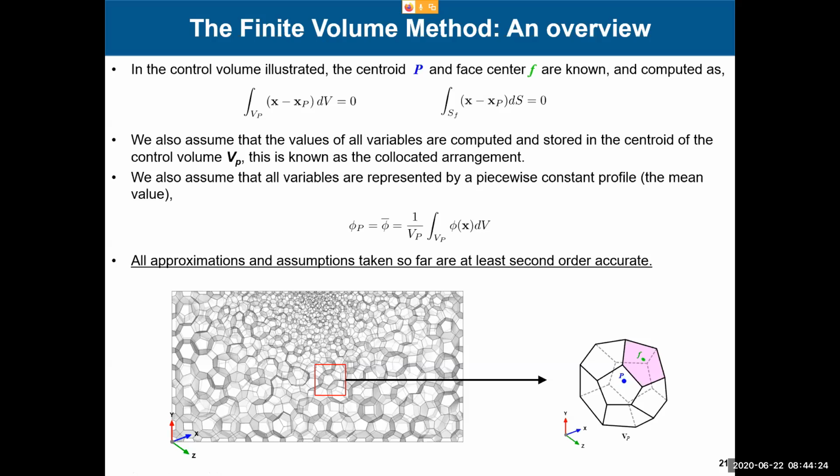We also assume that the values of all variables are computed and stored at the centroid of the control volume. This is known as the collocated arrangement. There is another variation, where they are stored at the nodes, okay? OpenFOAM uses the collocated arrangement. We also assume that all variables are represented by a piecewise constant profile, the mean value, and it's approximated like this. This is also a second order approximation, and you see that here you have the volume. This is why it's dangerous to have very small volumes, because this approximation then becomes infinite.